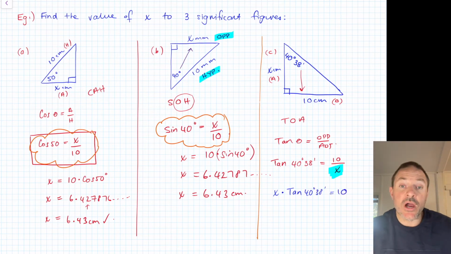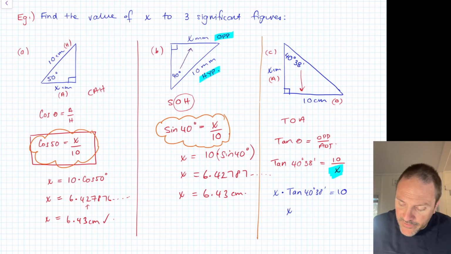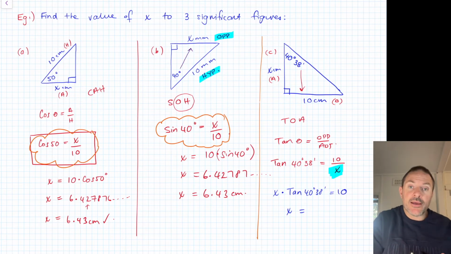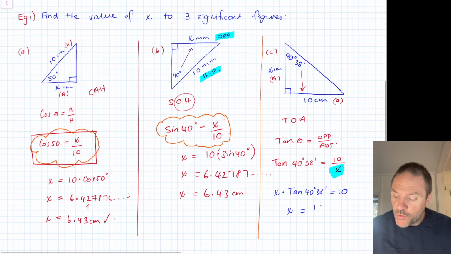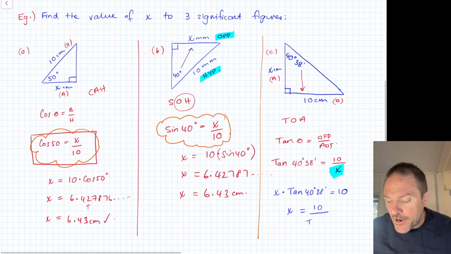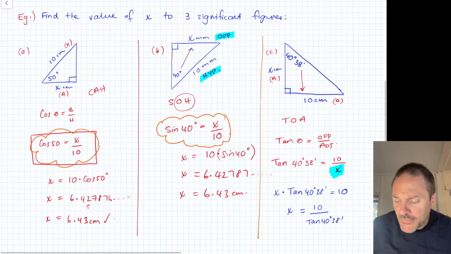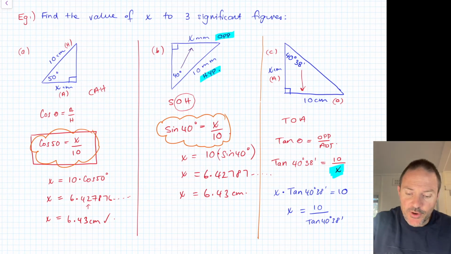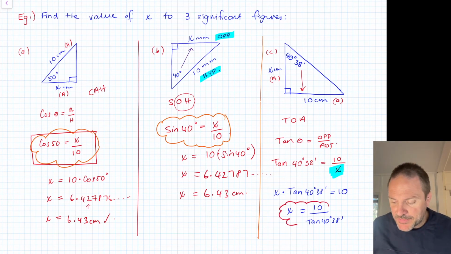Problem is, of course, here I haven't solved my question. I haven't isolated the x on its own. What's the opposite of times 10, 40, 38? Well, hopefully you have said it is divided by 10, 40 degrees and 38 minutes. Now, I'm going to say quickly there, because obviously the next bit's going to be very easy. We're going to type this into a calculator.